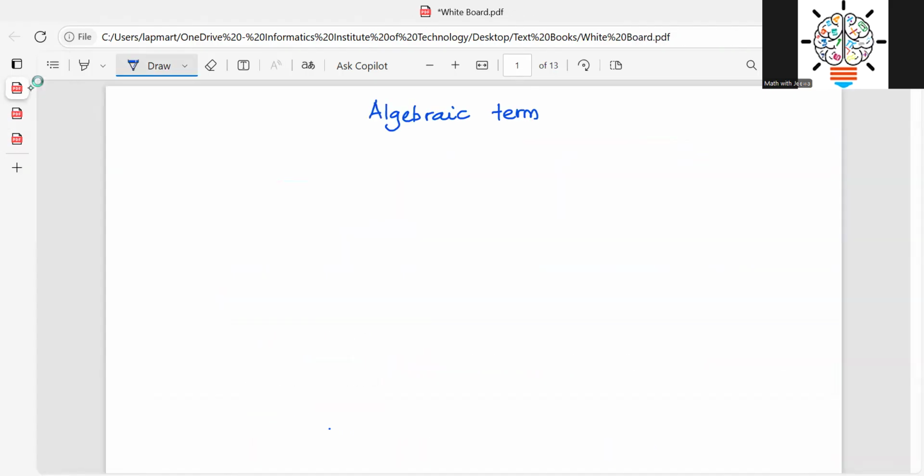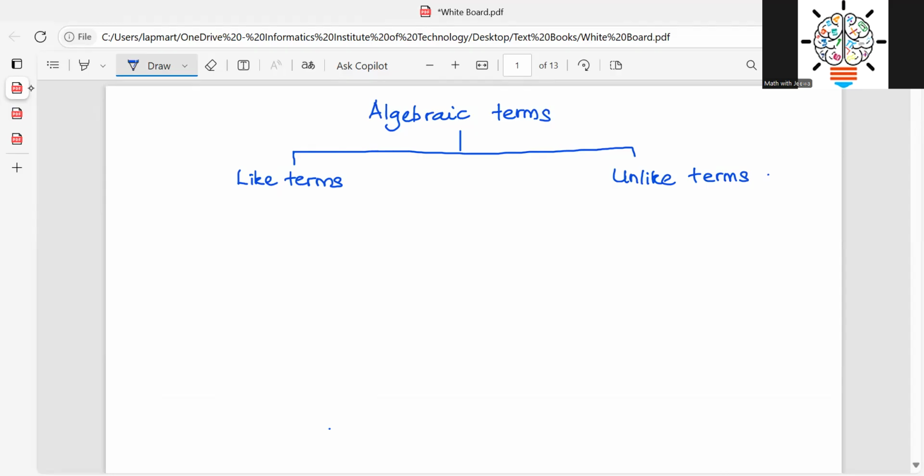So then I'm going to show you algebraic terms. And we do have two types, like terms and unlike terms. I will explain with a very popular example to explain unlike terms. Imagine you have two boys in your class, and they are Saman Silva and Nimal Silva.